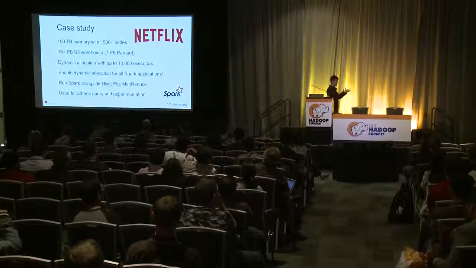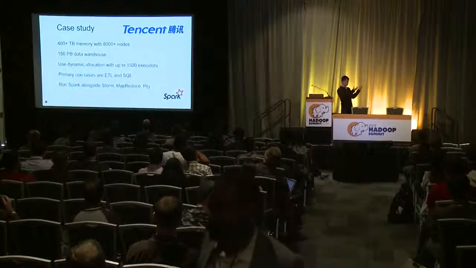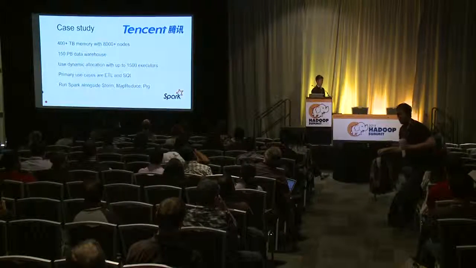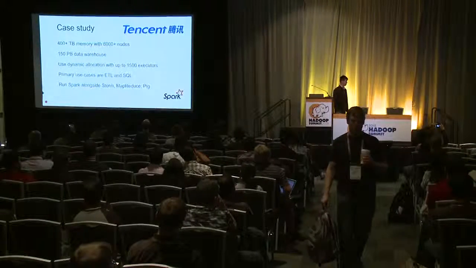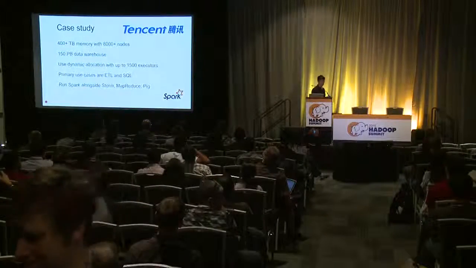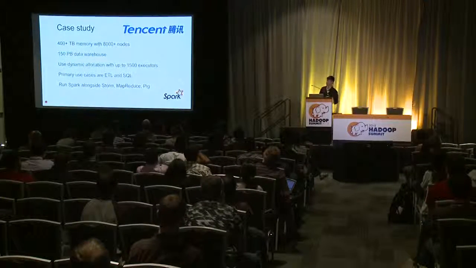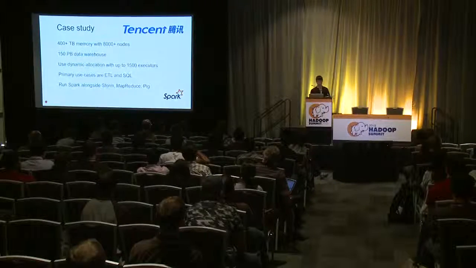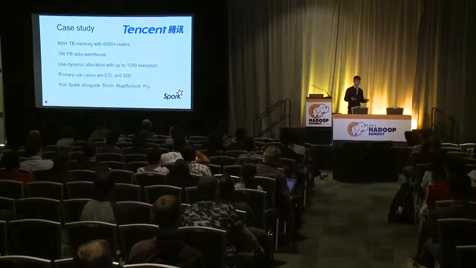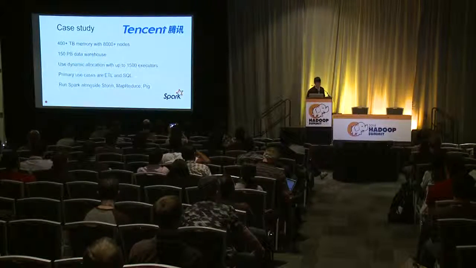However, if you think that this is big, maybe you should look at Tencent. Tencent is actually 4 times as big. Their cluster has 400 plus terabytes of RAM and more than 8,000 nodes. Their data warehouse is also nothing short of massive. Just like Netflix, they run Spark alongside other systems like Storm, MapReduce, and Pig, and they use a variant of Yarn called TDW, I think, which is their own internal cluster manager. They've used dynamic allocation with up to 1,500 executors. Not as much as Netflix, but still pretty impressive. They primarily use it for ETL and running SQL queries.